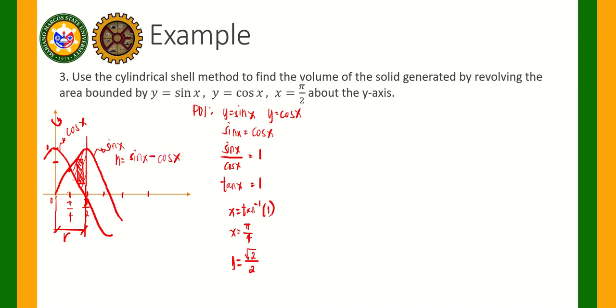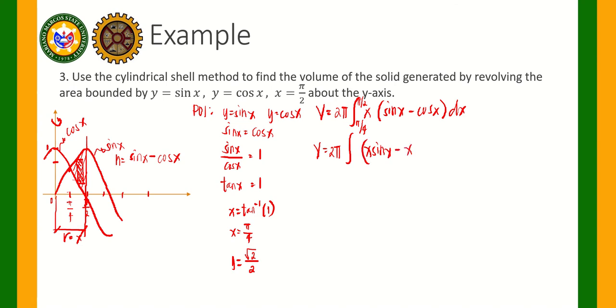Okay? So, let's proceed to integration. So, V is equal to 2 pi times the integral of our r, which is equal to x. So, x times sine x minus cosine x dx limits from pi over 4 to pi over 2. Take note, dapat naka-radians yung calculator ninyo. So, V is equal to 2 pi times the integral of x sine x minus x cosine x dx limits from pi over 4 to pi over 2.